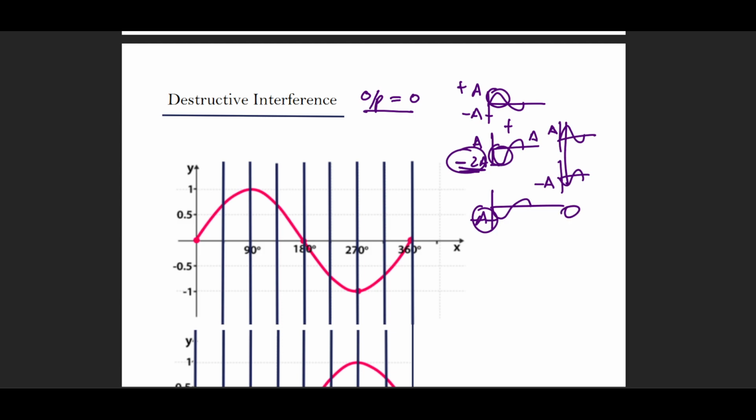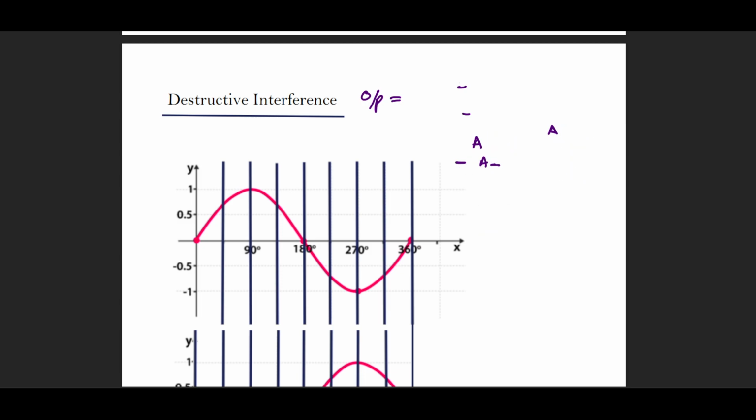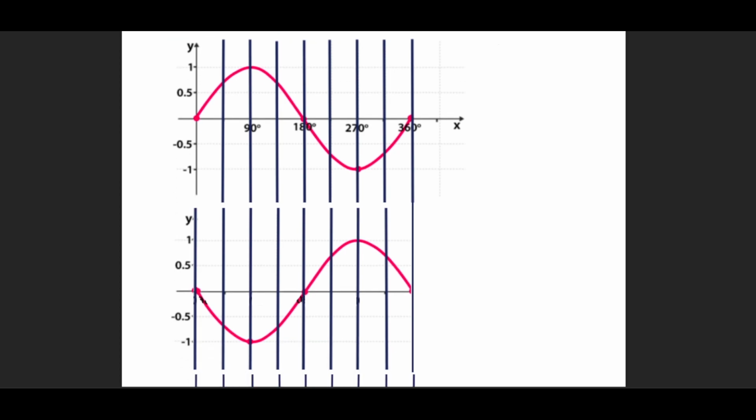This is destructive interference. If there is any amplitude left after the addition, be that due to addition, due to subtraction, or due to the output sign of the wave, that will not be considered destructive interference. For destructive interference, the amplitude should be exactly 0. So let's try to do this one.